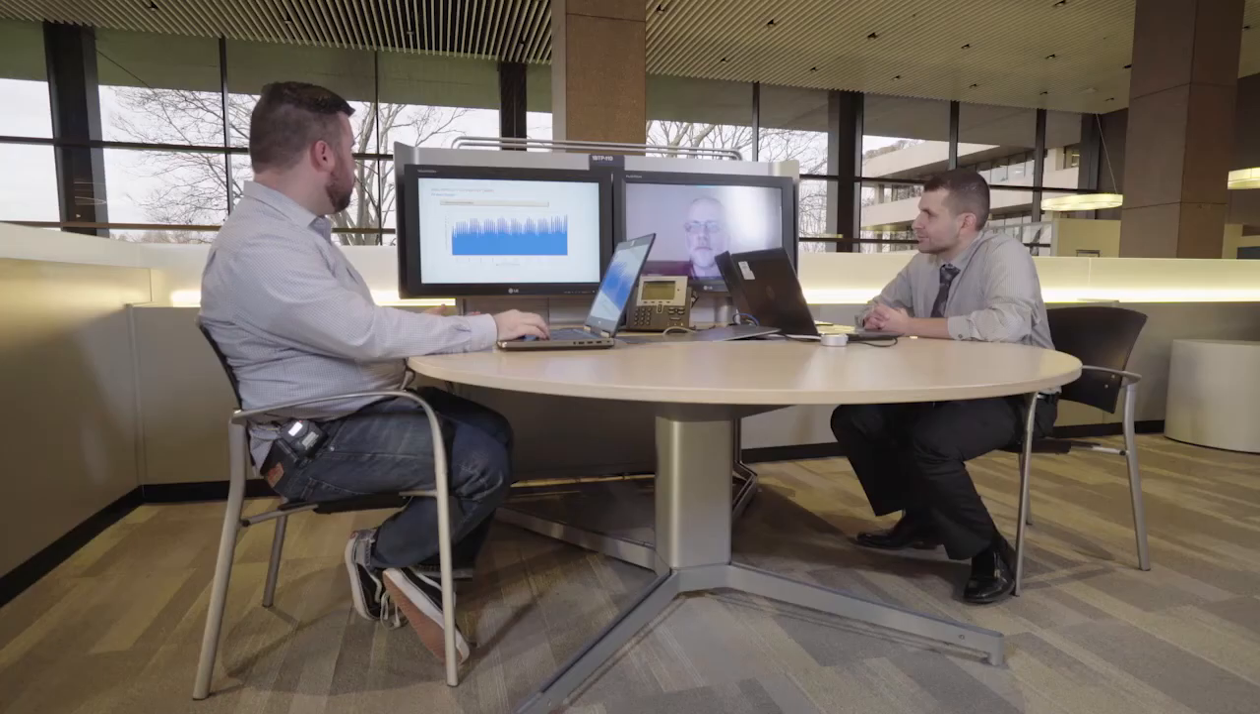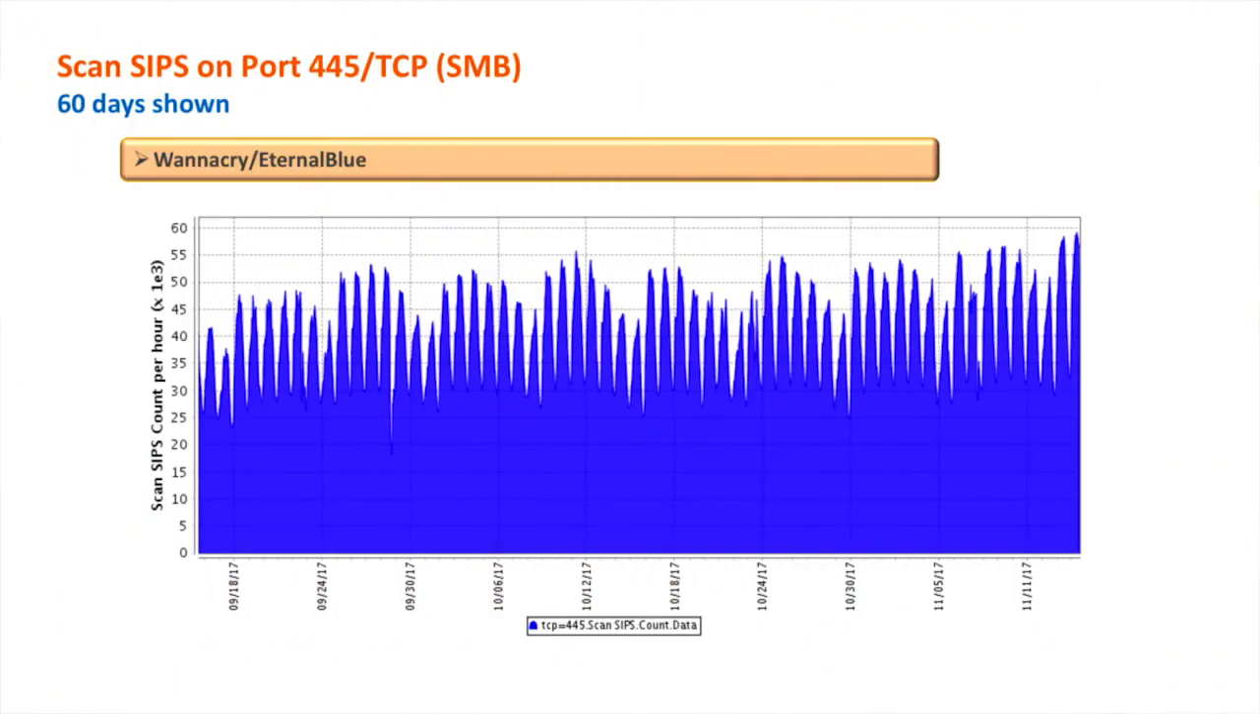So moving along, port 445 TCP is SMB, and we've seen a steady but slow increase in that ever since the WannaCry breakout. And this graph looks a lot like it did last week and the week before and the week before that. Those same sort of periodic peaks that you see in the number of scan sources. Although we're peaking out around 60,000, maybe 58,000 scan sources per hour, when about 60 days ago we were peaking around 40,000. So it's still growing.